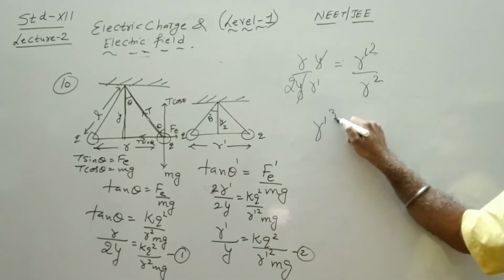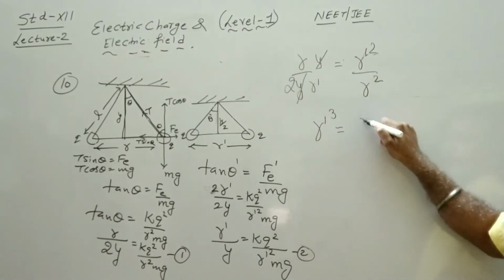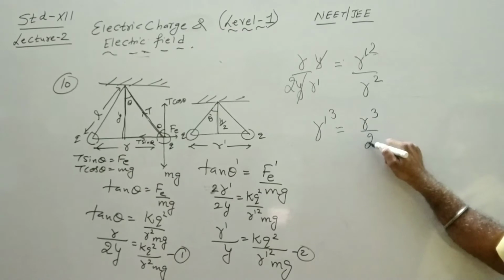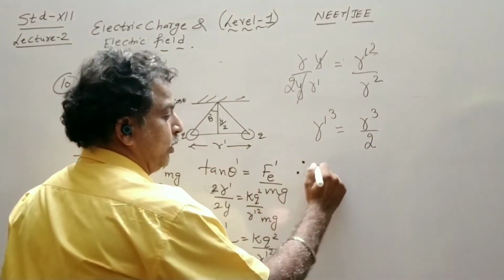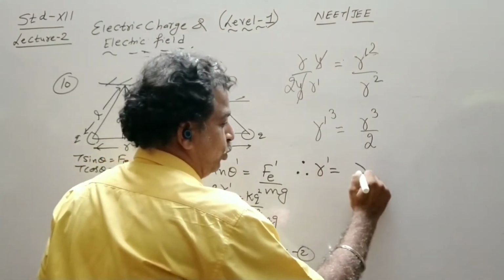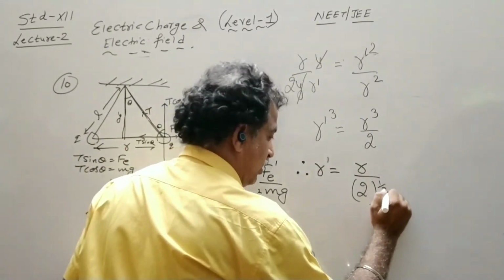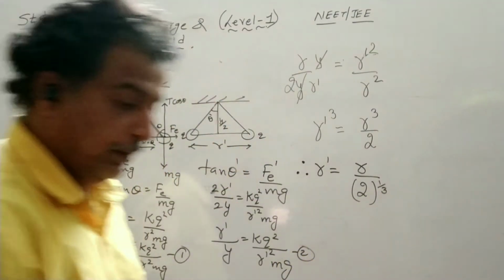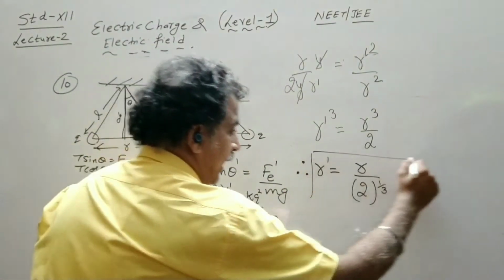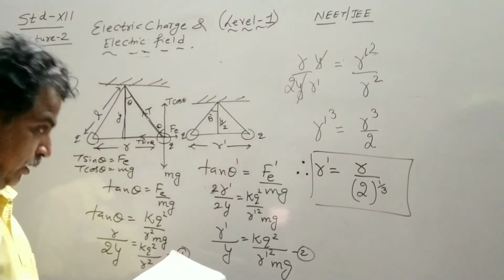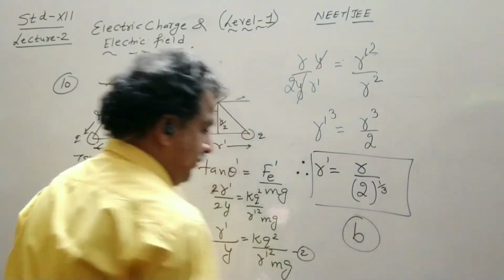So r dash cube is equal to, this r comes here, so r cube upon 2, and therefore taking the cube root, r dash is equal to r cube root of 2. So r dash is equal to r upon cube root of 2. So that is our option B.